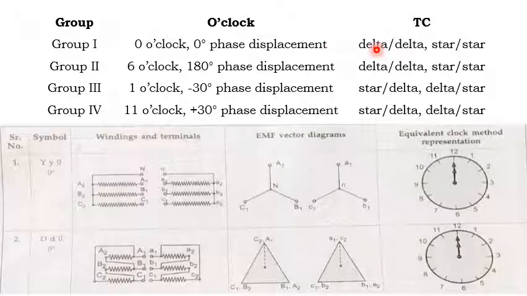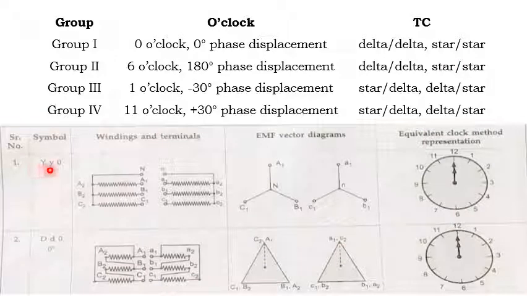Capital D means the primary winding is connected as delta, and small d means the secondary winding is connected as delta. Similarly, capital Y, small y, and 0. 0 means 0 phase displacement. Here it is shown. That is the first group: this is 0 o'clock, that is 0 phase difference. That is delta delta, star star.